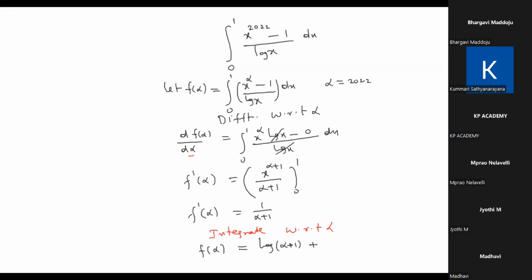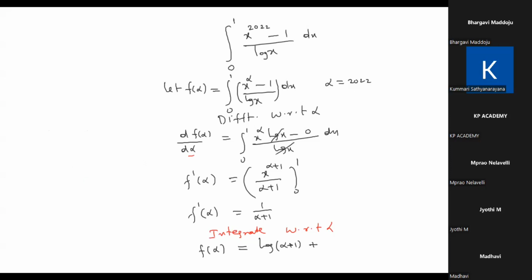See, the derivative with respect to alpha: x power alpha has derivative x power alpha log x, and the 1 has derivative 0. Log x is constant, meaning with respect to alpha the x terms are constant. So 1 by log x, I wrote outside. We should not differentiate the denominator because it is constant with respect to alpha. This is the rule: differentiation of a definite integral under the integral sign.